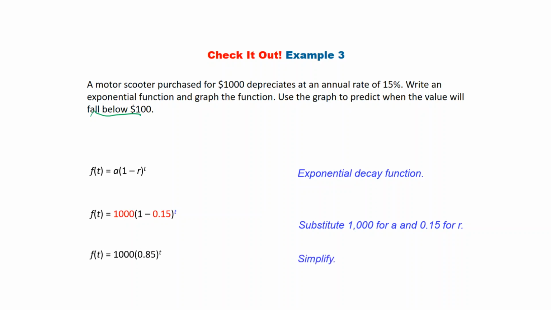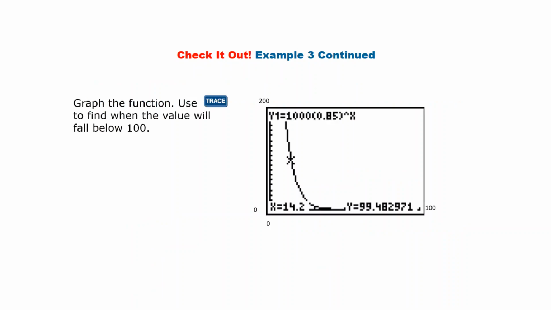Then you get it into your calculator. You should see something like this, and when we want it to go below 100, you can see that eventually at 14.2 it goes below. So it'll take about 14.2 years for the value to fall below $100 if it continues this trend.